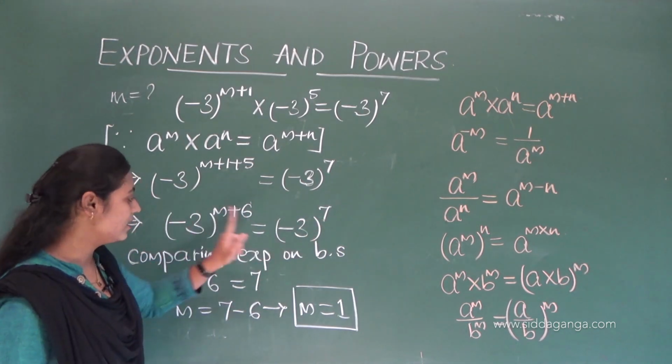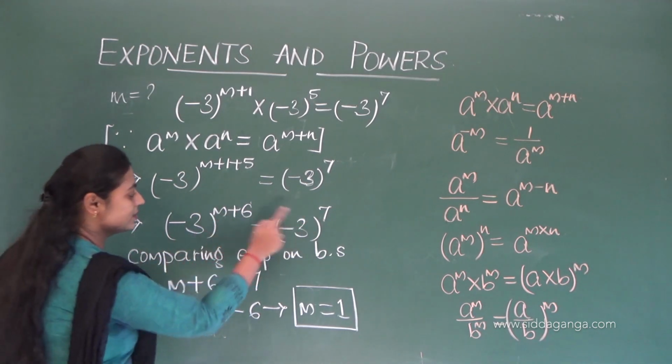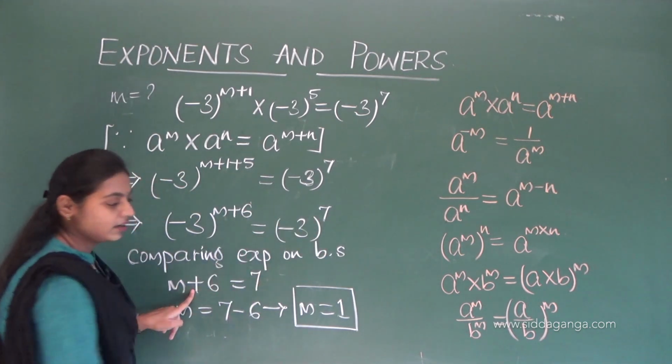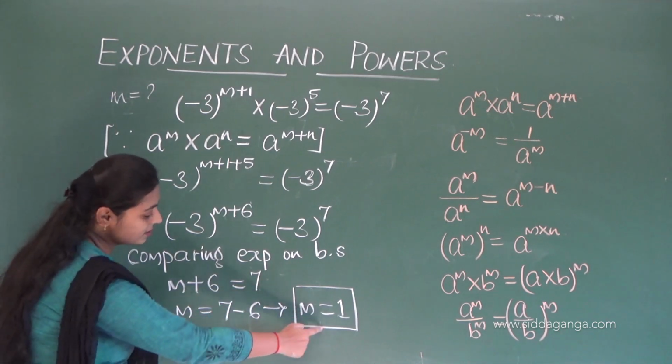On both the left hand side and right hand side, the base is equal. So we can compare these two exponents, that is m plus 6 is equal to 7. Plus 6 shifted to the right hand side becomes -6, 7 minus 6 is 1.